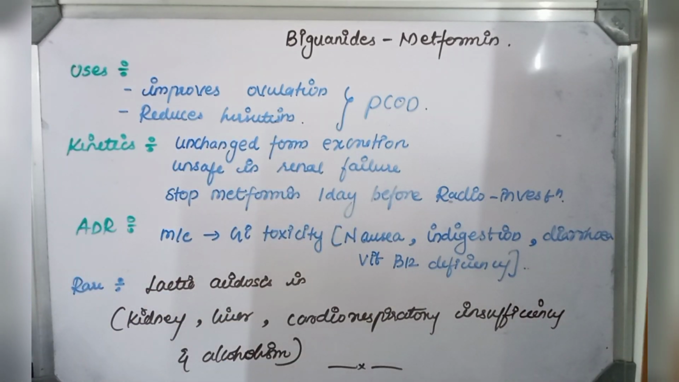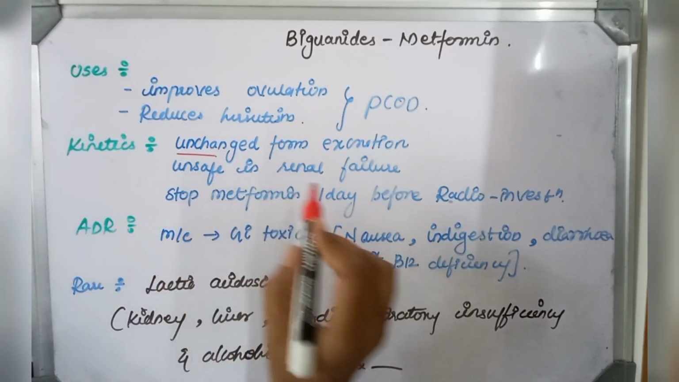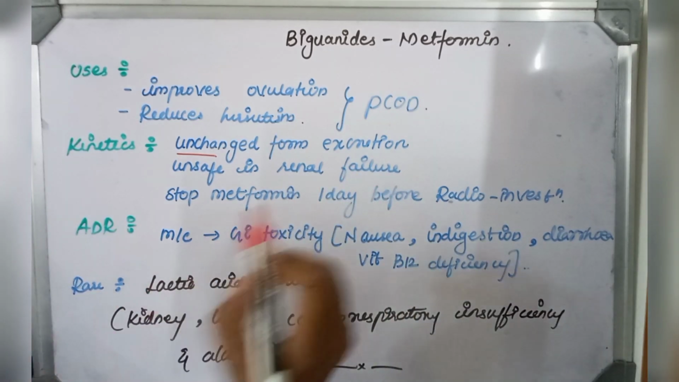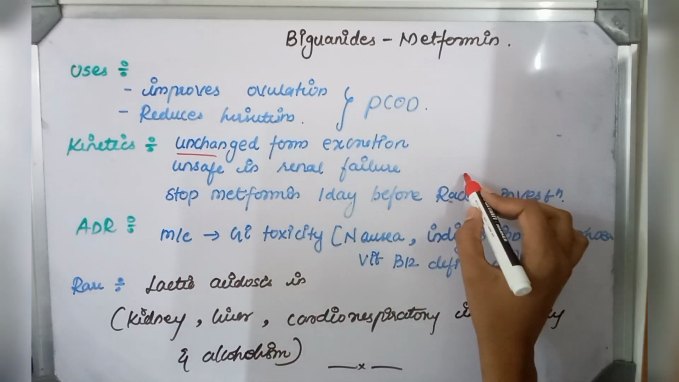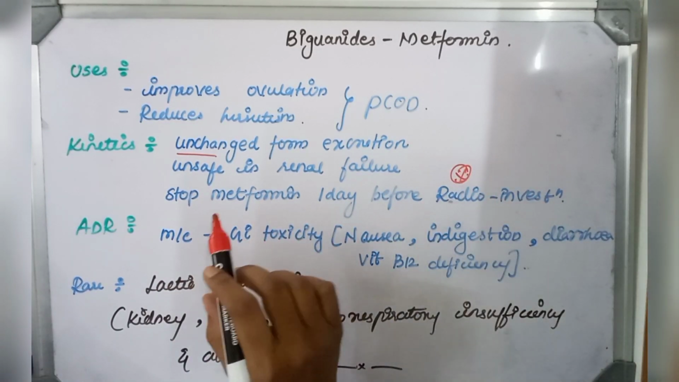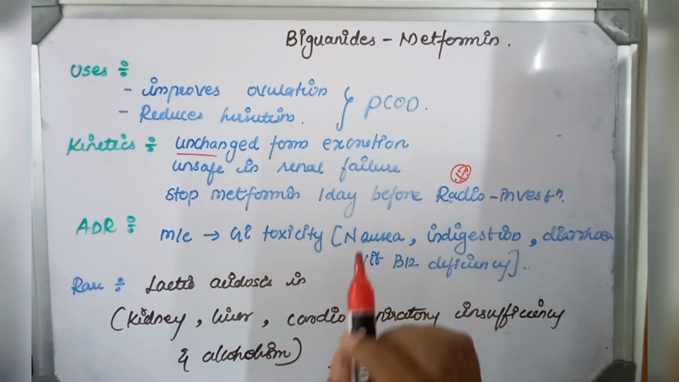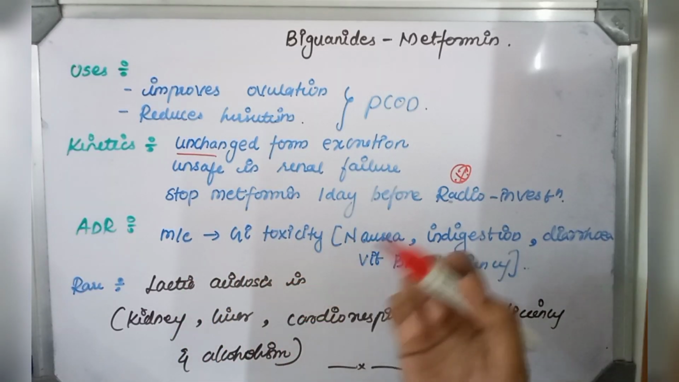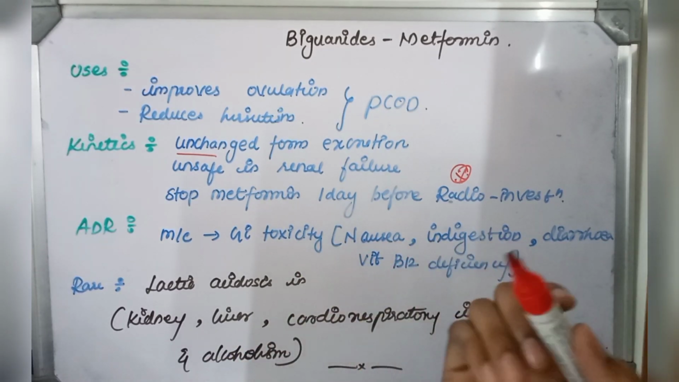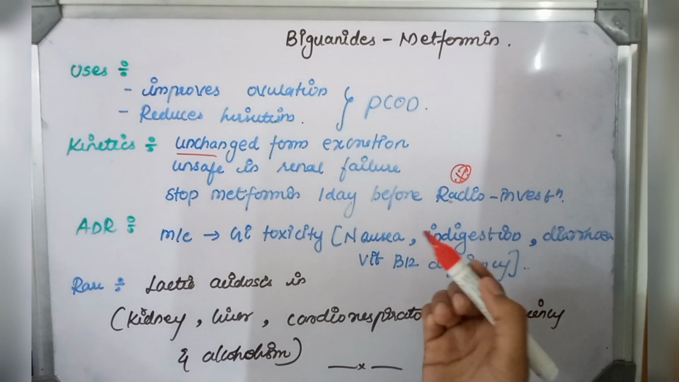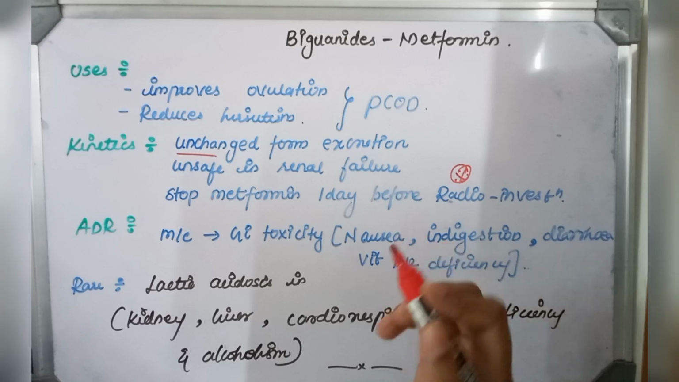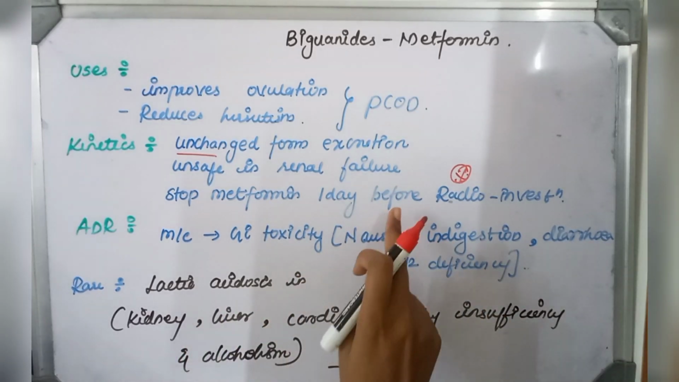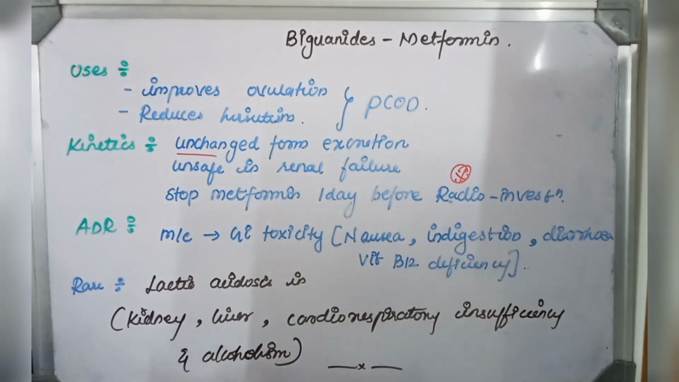And what about the kinetics? This drug is excreted unchanged, so it is unsafe in renal failure because the excretion is through the kidney. We have to use it with caution here, and this is the most important thing. Metformin and radio contrast together may result in nephrotoxicity. So in order to take a CT or other radio investigations, we have to stop metformin one day before.